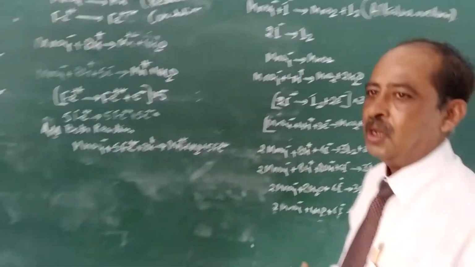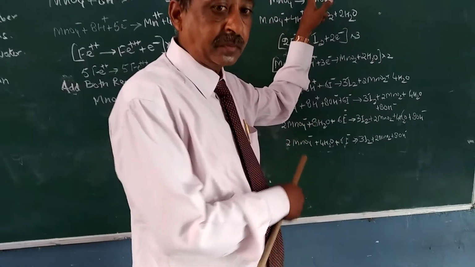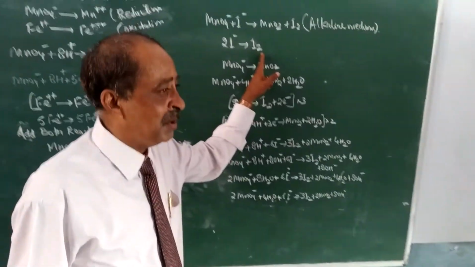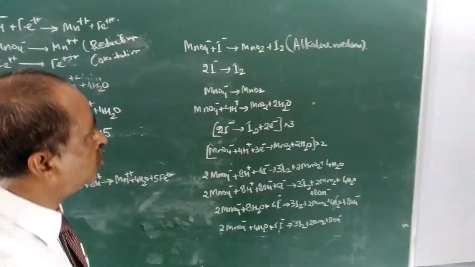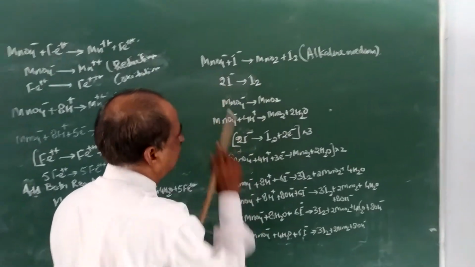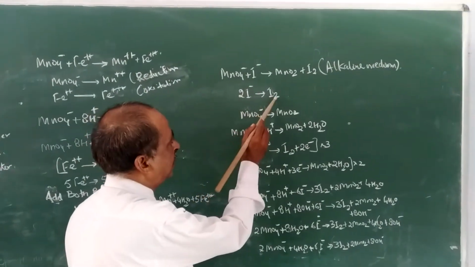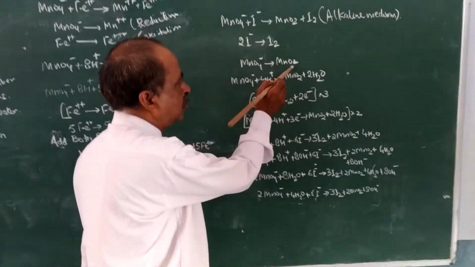Again I repeat, in alkaline medium we will be balancing. First in acidic medium, first we split the two half reactions. I minus is changing into I2. We balance the number of atoms by 2I. MnO4 minus is changing into MnO2.